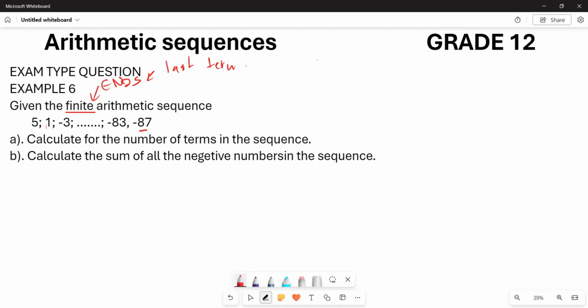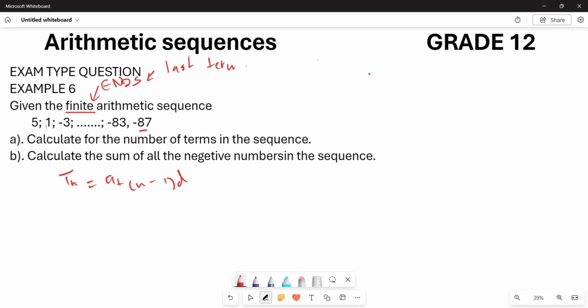So what can we do here? We can simply say our Tn is going to be given by A plus open bracket n subtract 1 close bracket D. Look at my words.